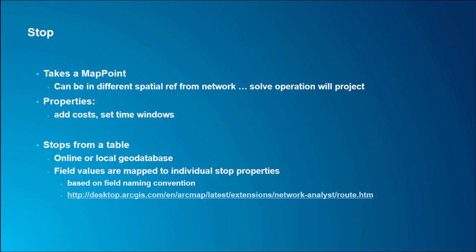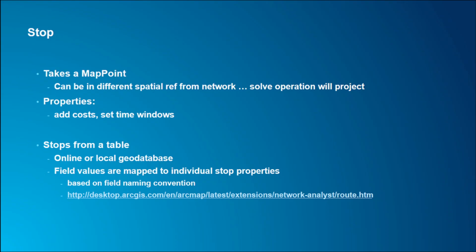One other thing that we have in the runtime is a stop object. This takes a map point to create a stop object, and that map point can have a different spatial reference from the network. Once you solve, we actually project those map points to the spatial reference of the network, so they don't have to be in the same coordinate system.